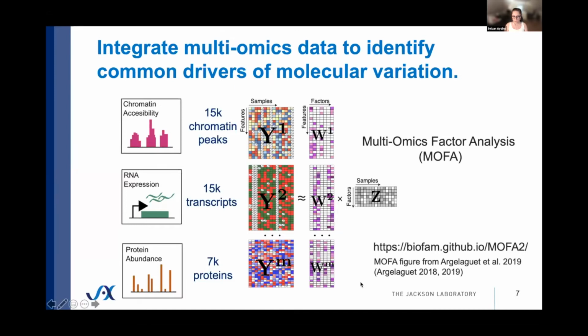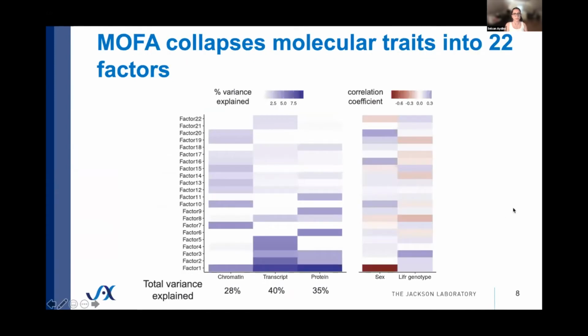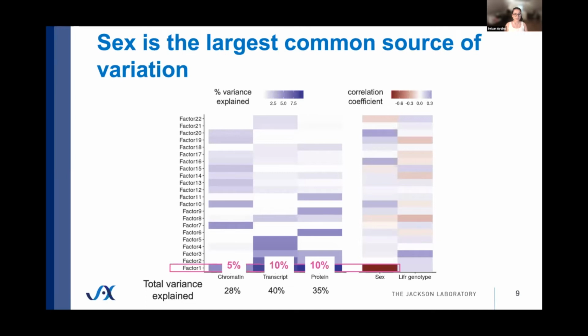And so what do I mean by that? We end up with just 22 factors. So we are summarizing all of these huge data sets, 3 huge molecular data sets, into just 22 factors. And I think it's easy to appreciate the first one. It shows up as biological sex, not surprisingly. The first factor explains 5% of the chromatin variation, 10% of the transcript, and 10% of the protein data, and it shows a high correlation to sex.